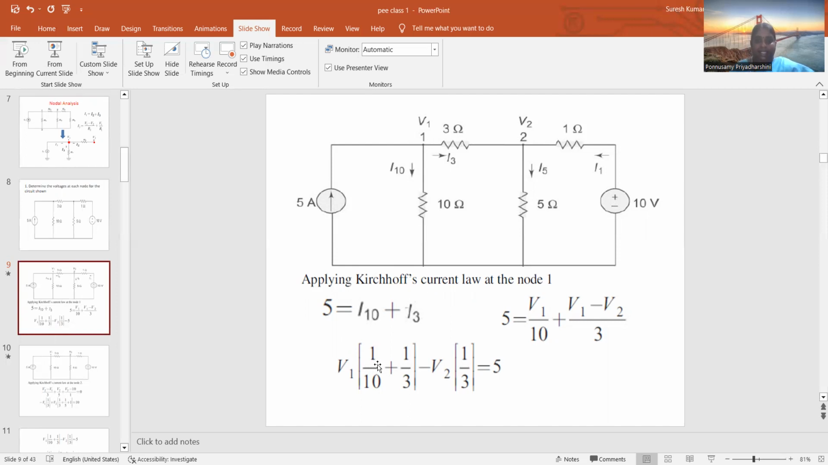If I apply that, what is I10? V1 by 10, and the other is V1 minus V2 by 3. If I simplify this, taking V1 as common, 1 by 10 plus 1 by 3 will come out, and here it is 1 by 3.